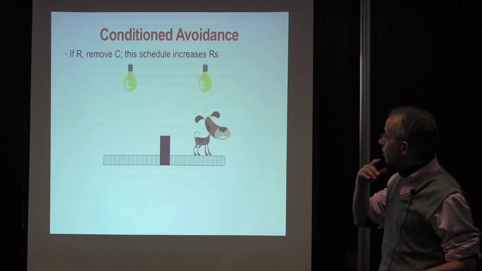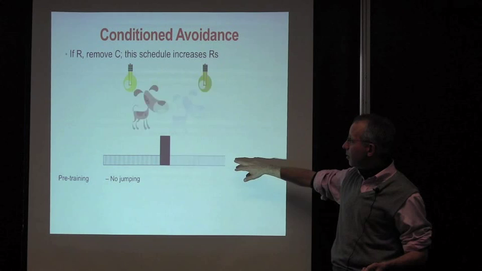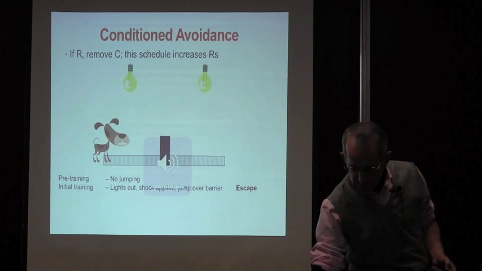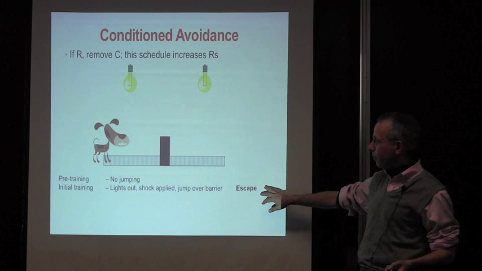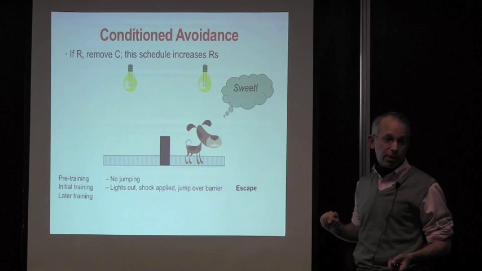Let's go through this again. Pre-training, there's no jumping. You sit where you are. Post-training, there's the shock, and you jump. Okay, there. There's the escape: the light's out, the shock is applied, you jump over the barrier. Later in training, as soon as the light goes out, you jump before you get shocked, because there's sort of a delay. And this way you have escape avoidance.